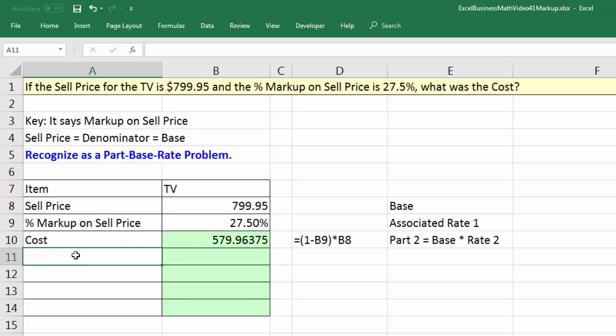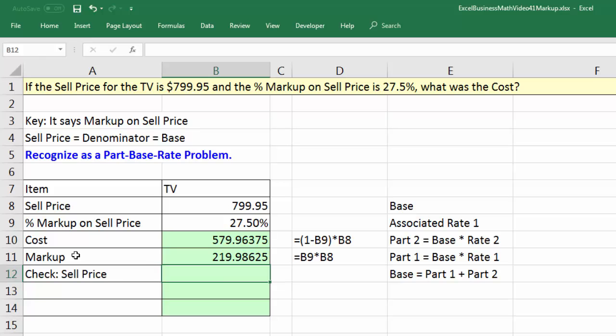Now, that's one of the parts. The other part is the markup, the dollar amount. Well, I'm given number of pennies of markup, so I simply multiply it by all of the sell price, and there is markup. We can check the sell price by simply adding, Alt equals. I'll redirect, and it better give me $799.95. Yes, it does.